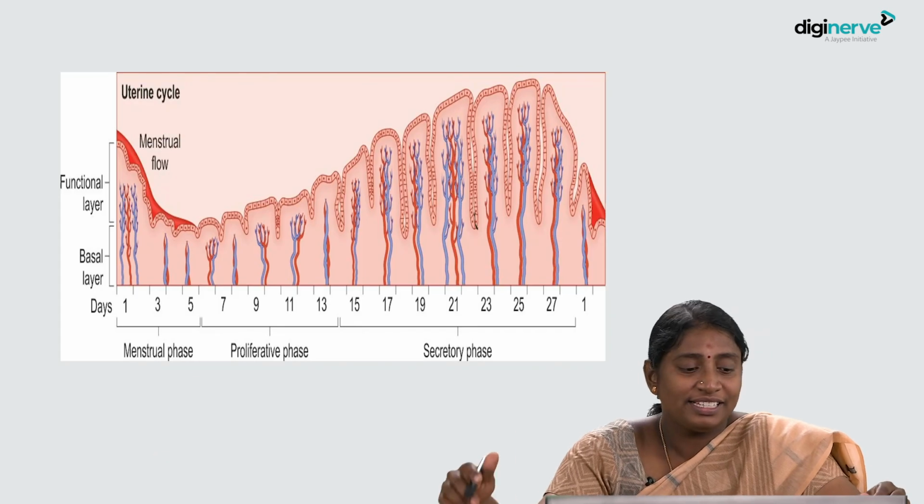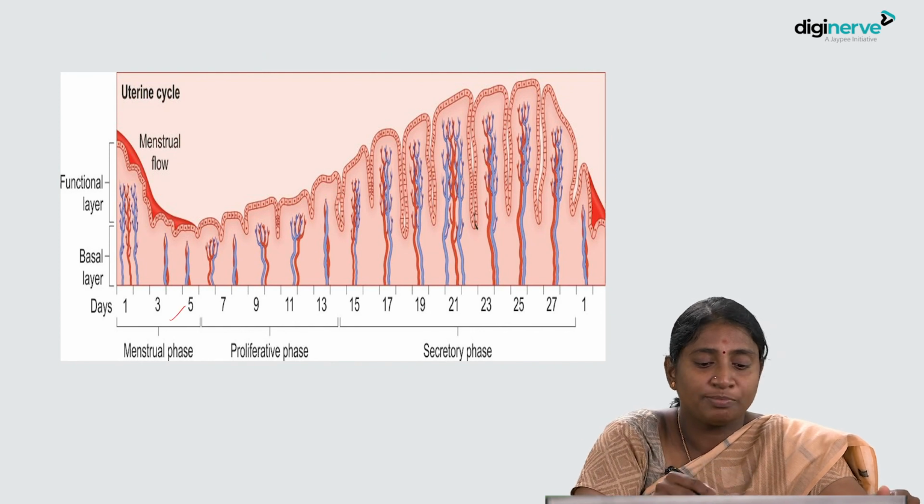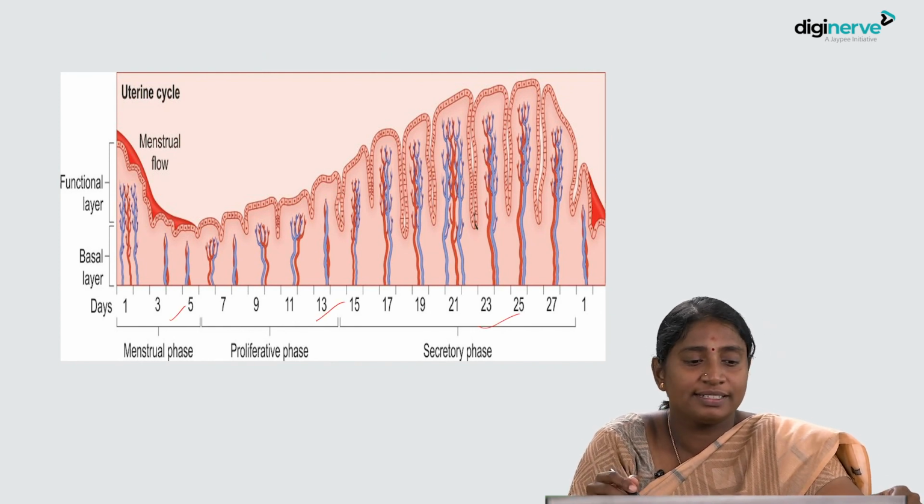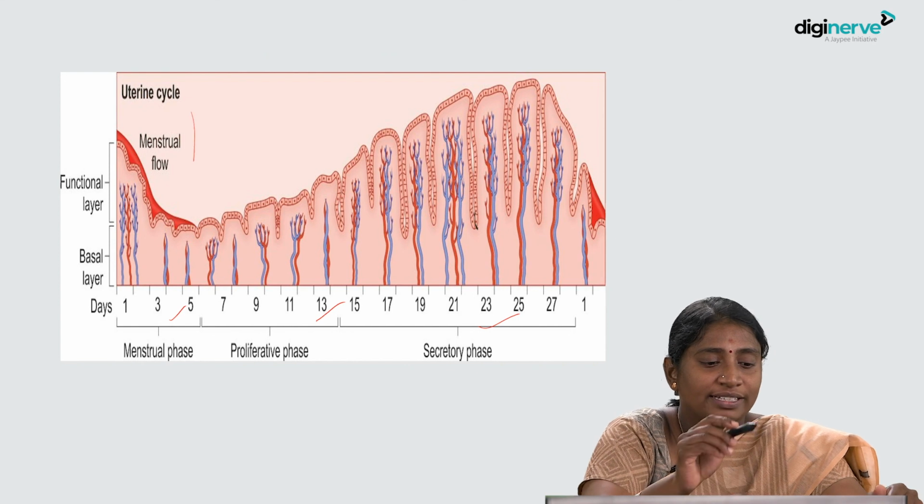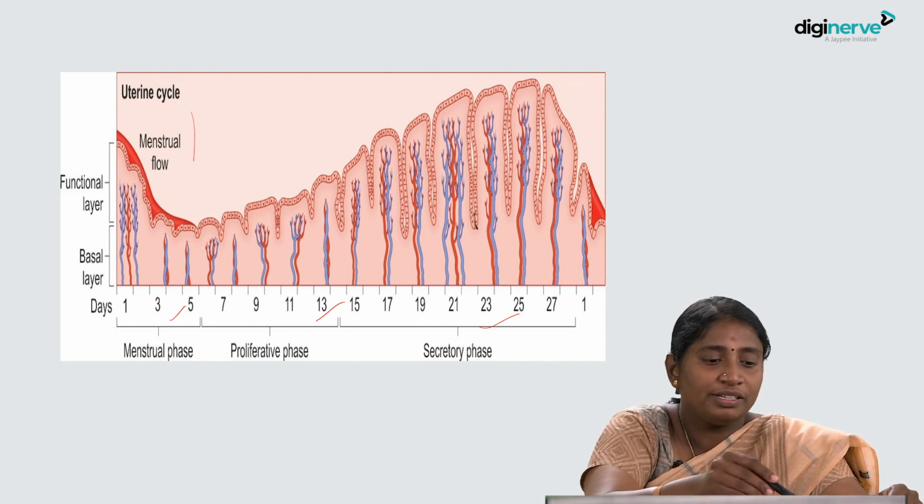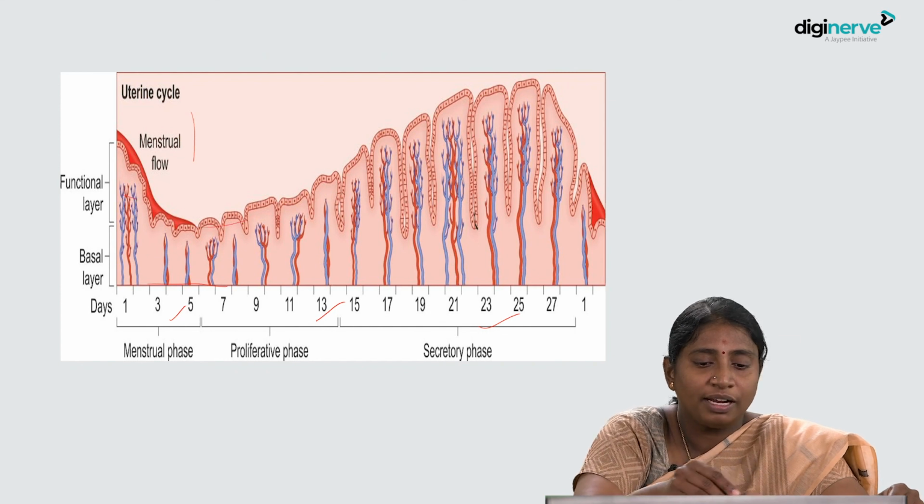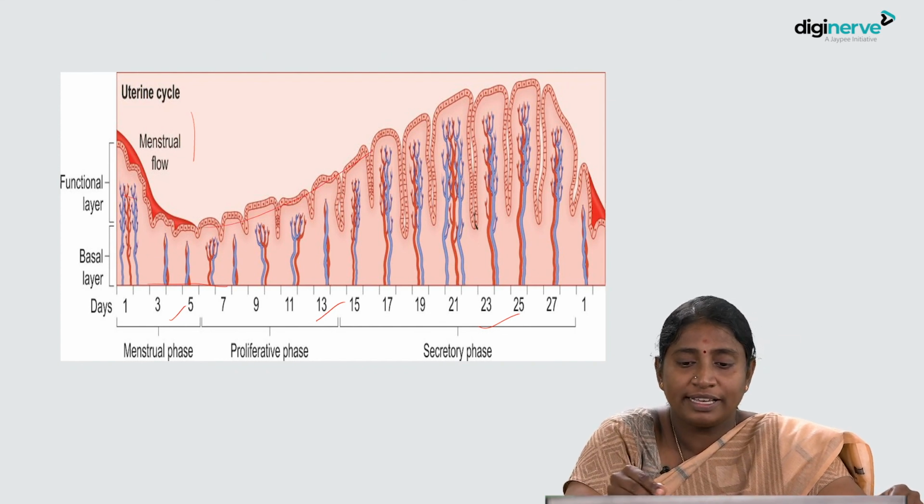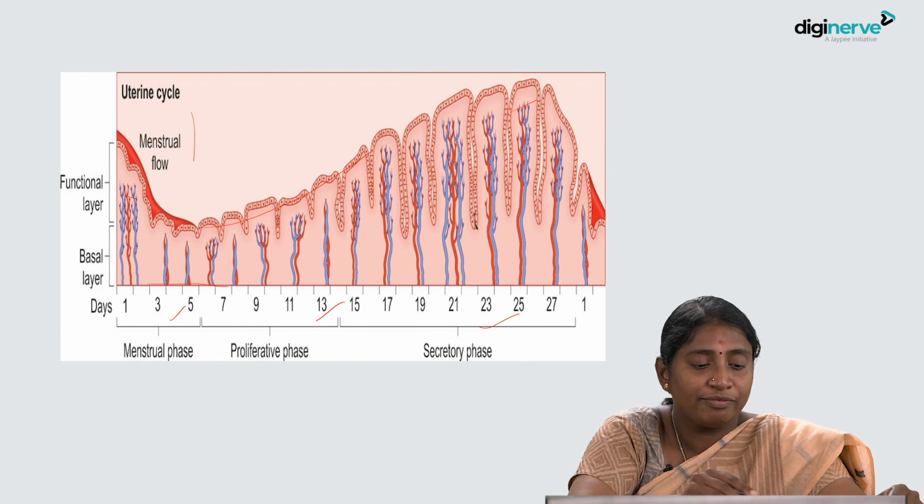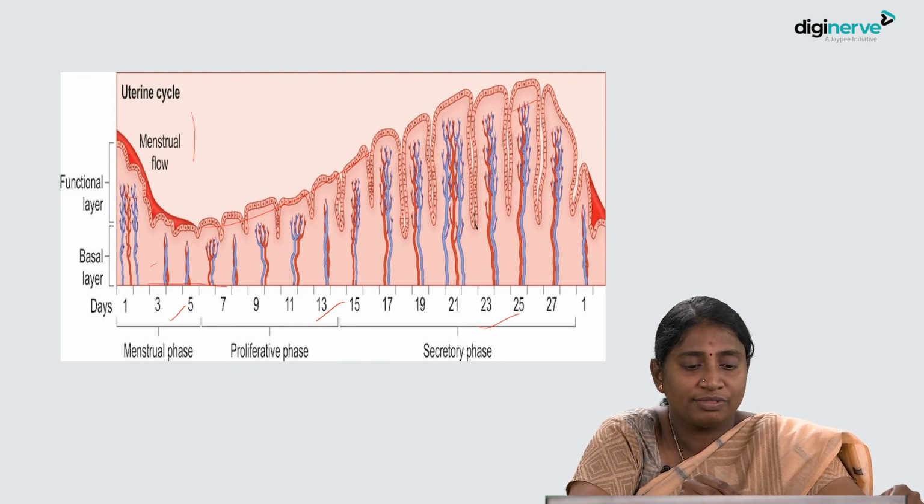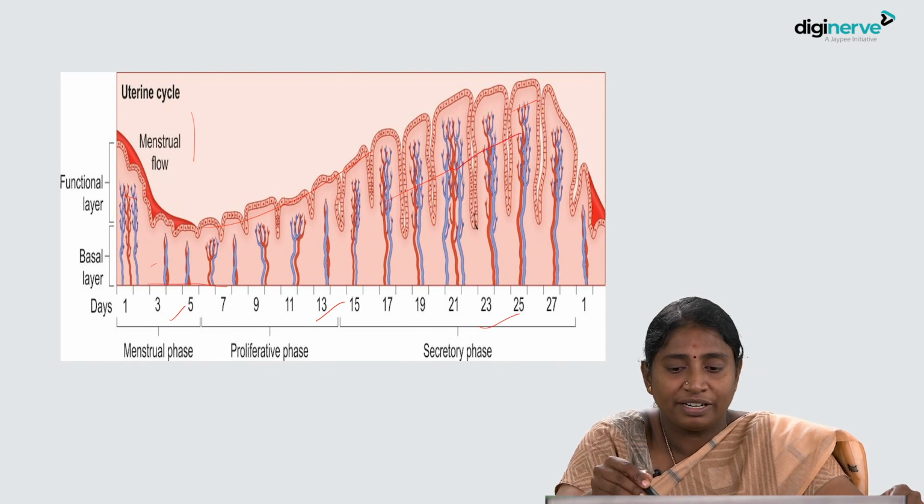In this slide we can see the menstrual, proliferative and secretory phases on the x-axis and the uterine cycle on the y-axis. You can appreciate that the functional layer in the menstrual phase is very small compared to the functional layer in the secretory and proliferative phases. In the same way, the glands, ducts and vessels keep increasing as it becomes the proliferative phase.